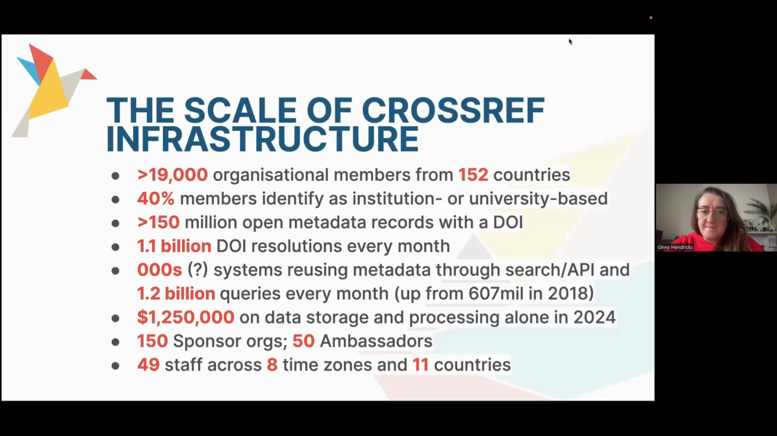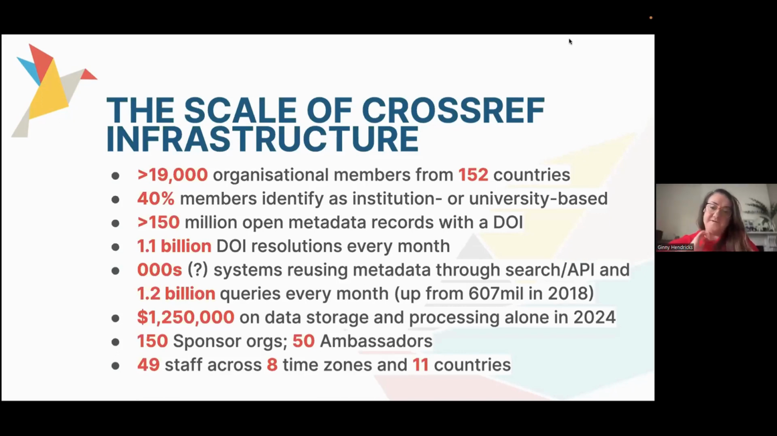Nowadays, 40% of our members identify as institution or university based, which is a change from the traditional publishers that originally founded Crossref. It's still predominantly journal content, so we have 150 million records, so that's 150 million articles or book chapters or data sets or blog posts or preprints that have a DOI with Crossref and are therefore in the global citation network, which is completely open and reusable for anyone to use.